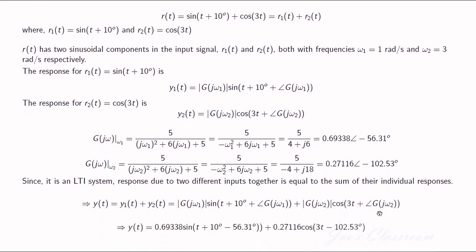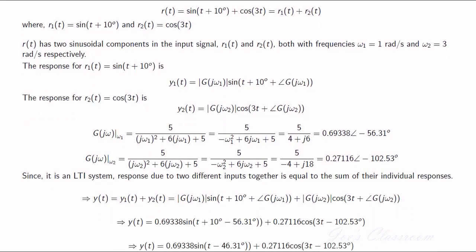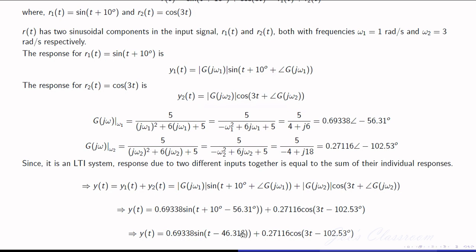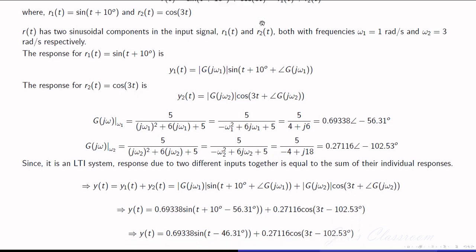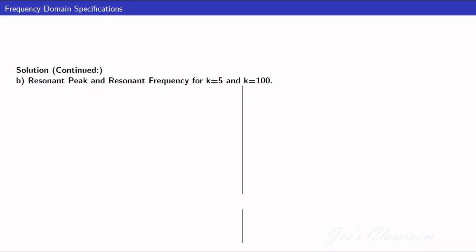I've just substituted with the values. Already there is a phase shift of 10 degrees, and along with this minus 56.31 degrees. So what I get is this. This is the final response of the system for this input which has got two components in it. Having done with the first subdivision, let us move on to the second subdivision.